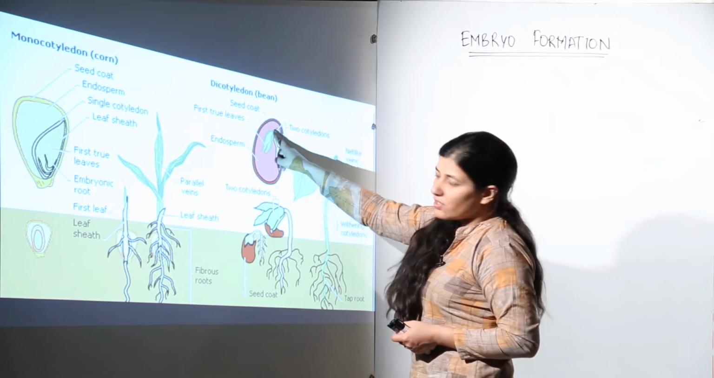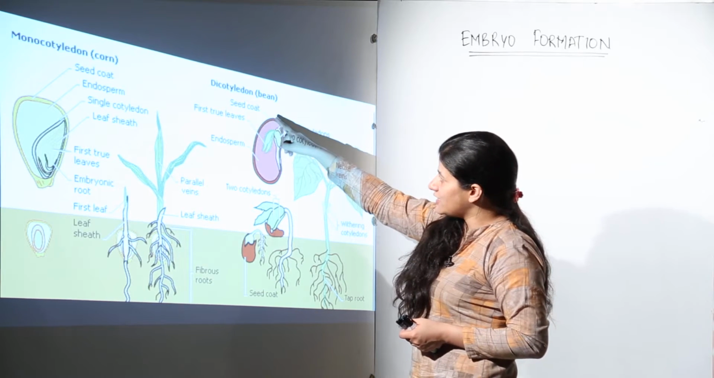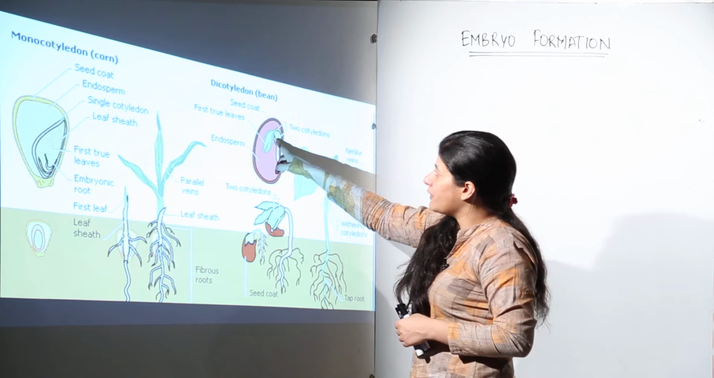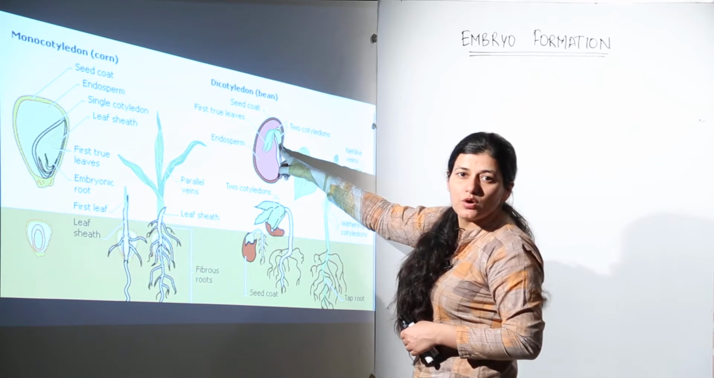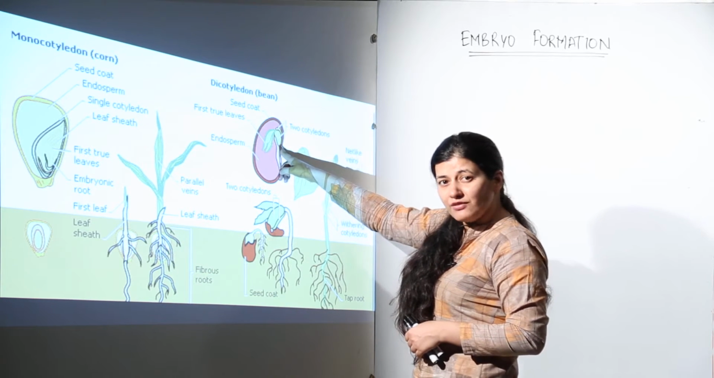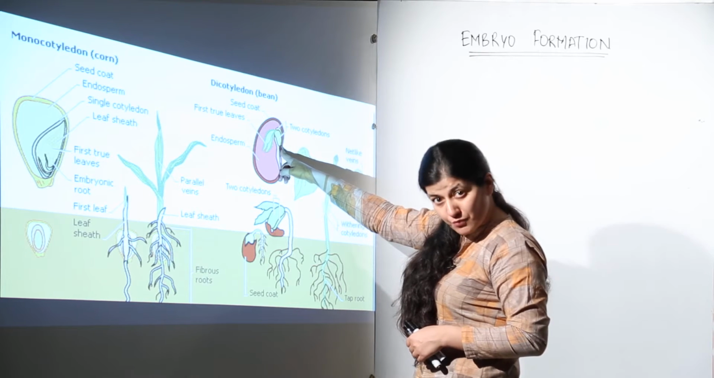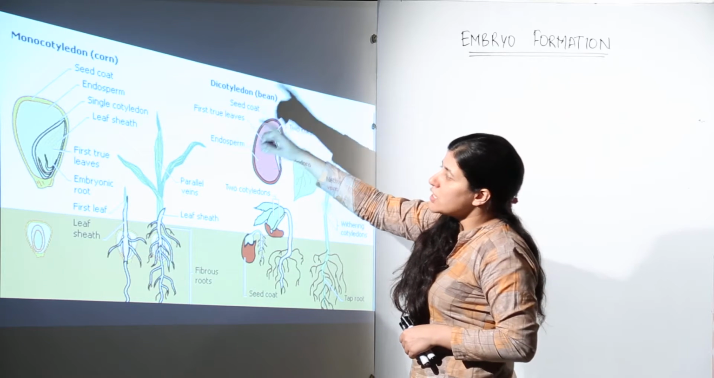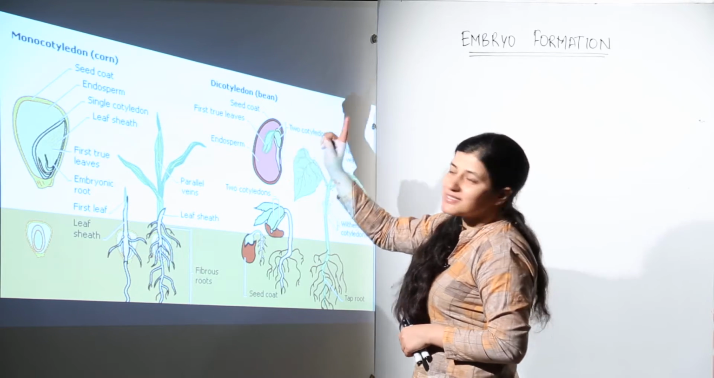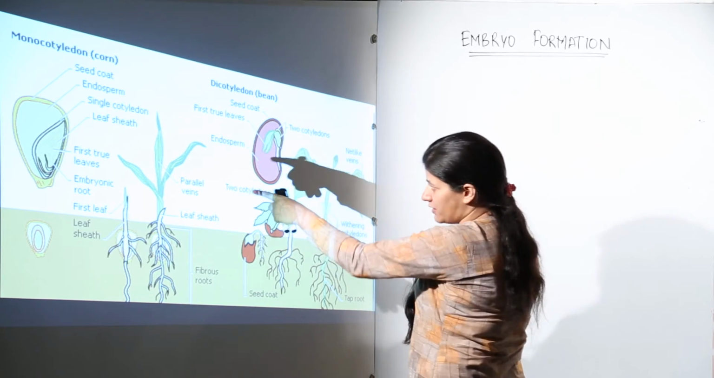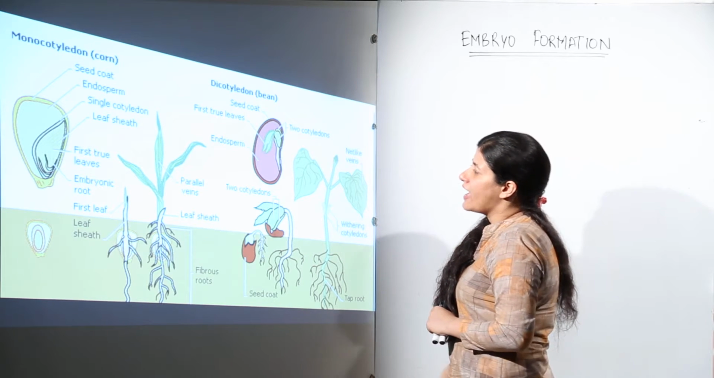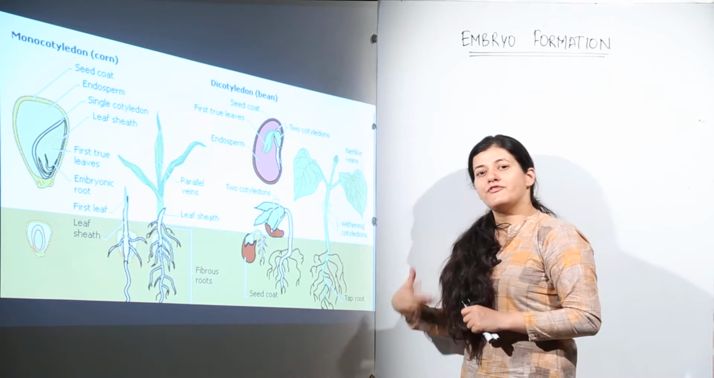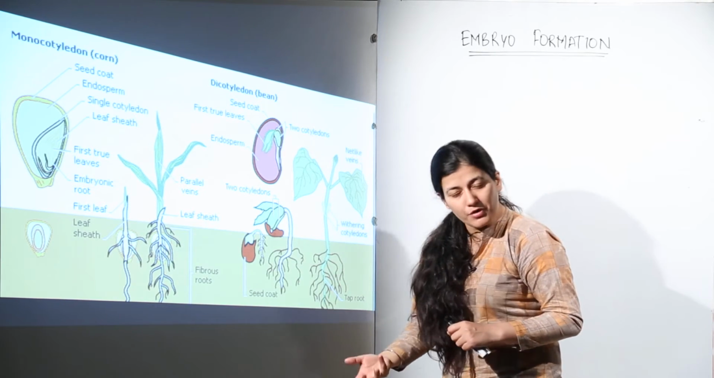This is a dicot seed, and as you can see, the seed coat contains an endosperm and two cotyledons, which have been formed from the embryo. Also, in the case of a monocotyledon, we have an endosperm and a single cotyledon, as you can make out from the diagram. We have this entire arrangement that has developed by further development of the embryo.